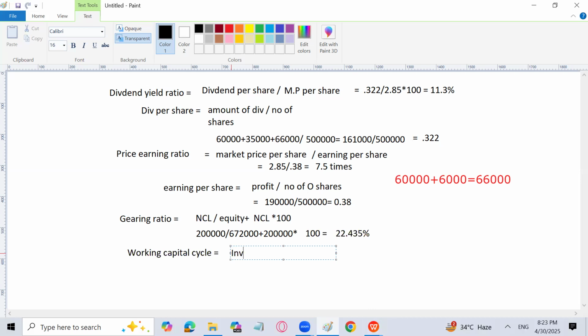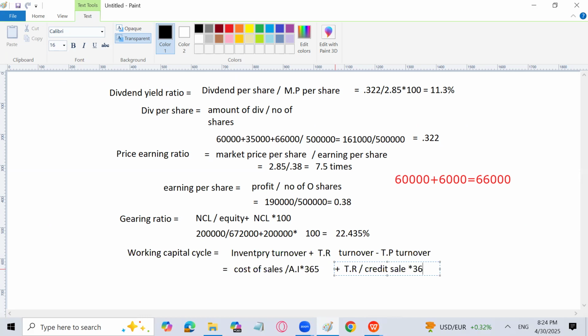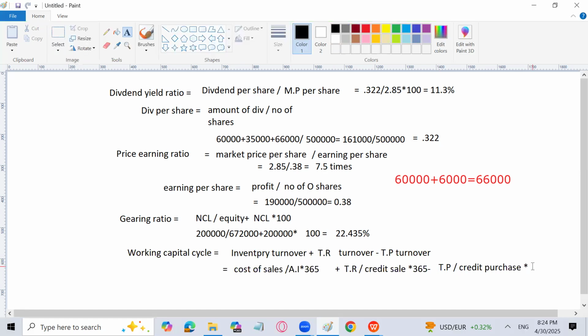The formula for working capital cycle is inventory turnover in days plus trade receivable turnover in days minus trade payable turnover in days. Okay, so let's write the formula of inventory turnover in days. That is cost of sales divided by average inventory into number of days in a year, which is 365. Plus trade receivable turnover in days is trade receivable over credit sale into number of days in a year, which is 365, minus trade payable turnover ratio. The formula for that is trade payable over credit purchases into number of days in a year, which is 365. So this is how we are going to calculate it.